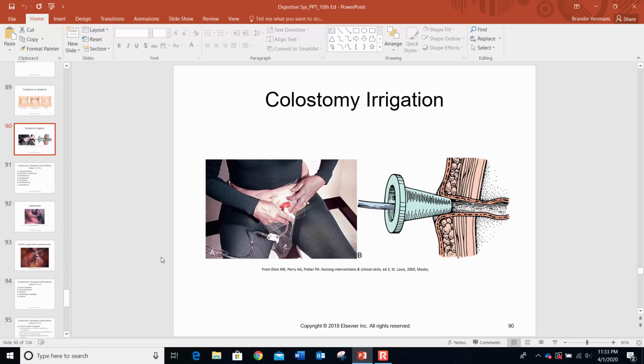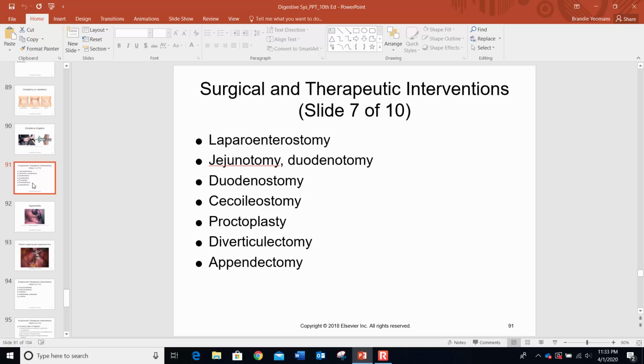So this is what it looks like, the real deal, for the port that goes into the abdominal cavity and goes down to the intestines. And this is a patient showing you how they're changing theirs. So we have to be careful and make sure that that's properly maintained. Okay, some of the other surgical procedures that can occur.